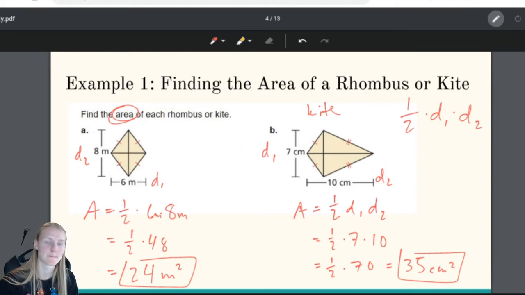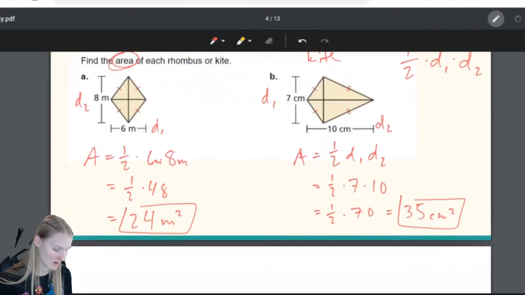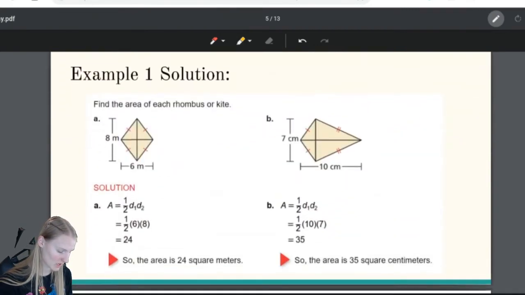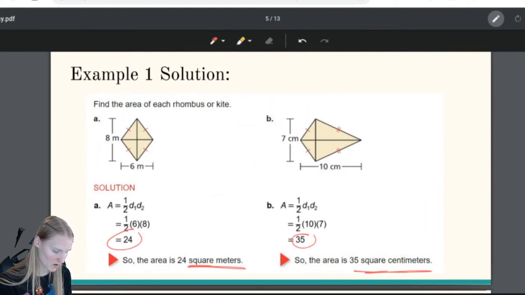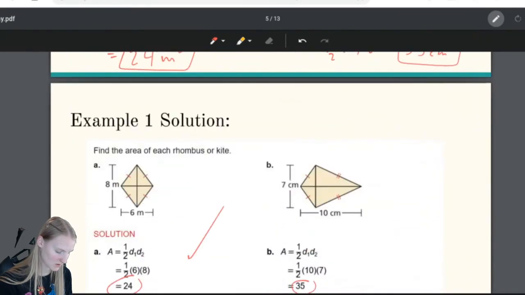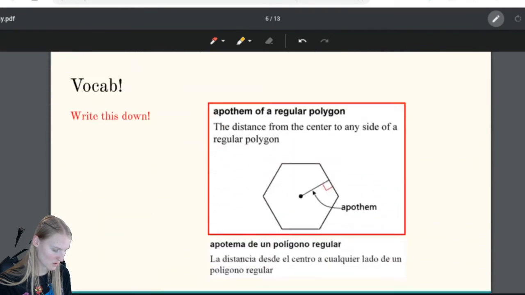Boom. Boom. Okay. I hope you enjoyed that. Nice and easy. Should not have any problems with these. If you do, for some reason, that's okay. Just make sure you talk to me about it. Okay, and look at that. 24 square meters, 35 square centimeters. We were right. Woohoo!